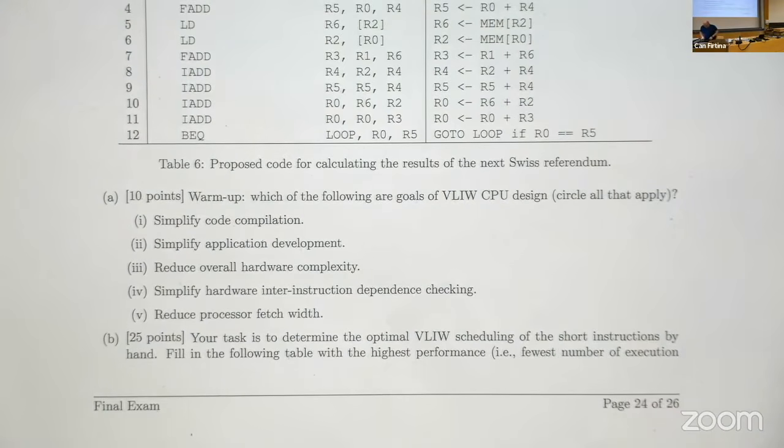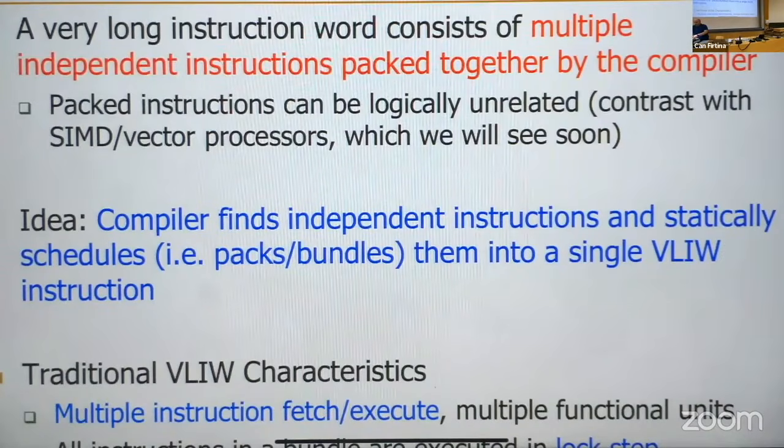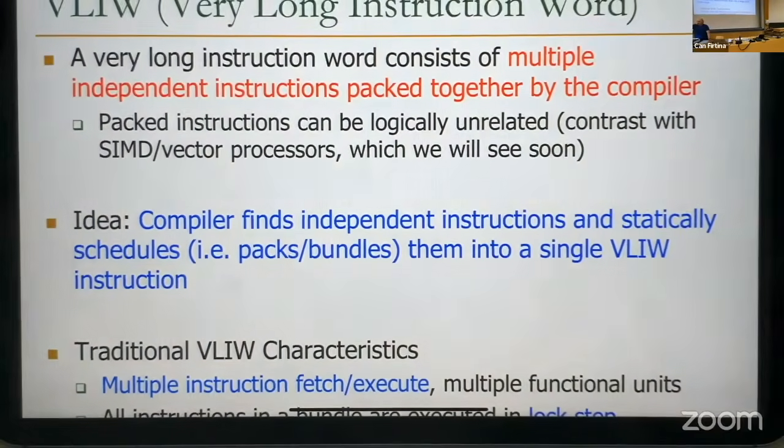reduce processor fetch width. Before we think about this, I'm going to quickly borrow from some of Professor Mutlu's slides. This is where the concept of VLIW was introduced. I just want to call your attention to a couple of sentences here, which I think will make it very, very easy to answer this question. First, the idea behind VLIW machines is that the compiler should find independent instructions and statically schedule, meaning packing or bundling, these independent instructions into a single VLIW instruction. Crucially here, this is the role of the compiler.